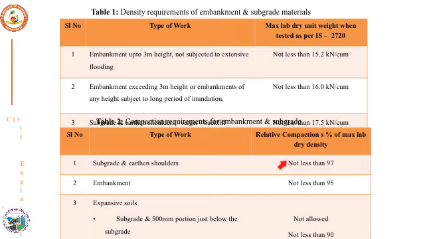So here you can see how much compaction has to be done as per the code. All these values have been recommended by the MORTH specification, for the density requirement of embankment and subgrade material.